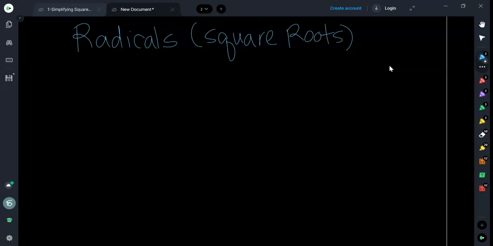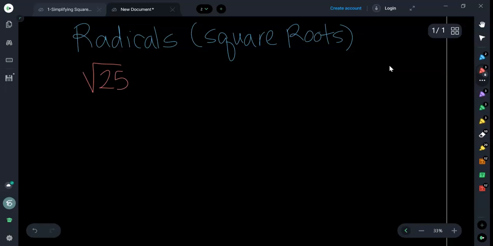First of all, what is a square root? Well, a square root is a number that we multiplied by itself to get another number. That's what it's asking when we do square root. So if I ask you, what is the square root of 25? You're going to tell me that's 5. And the reason it's 5 is because 5 squared equals 25. So the square root would be 5.